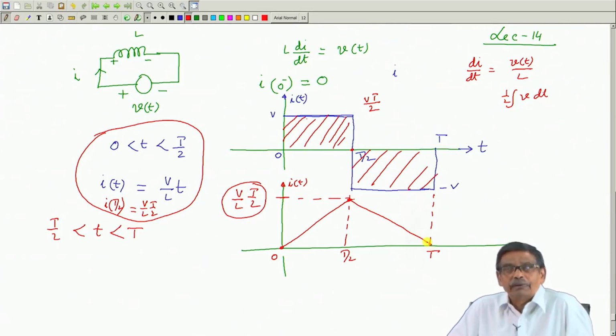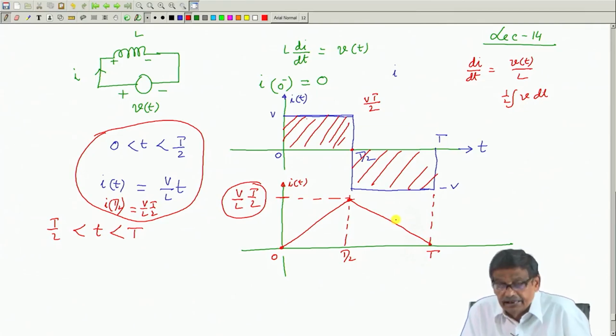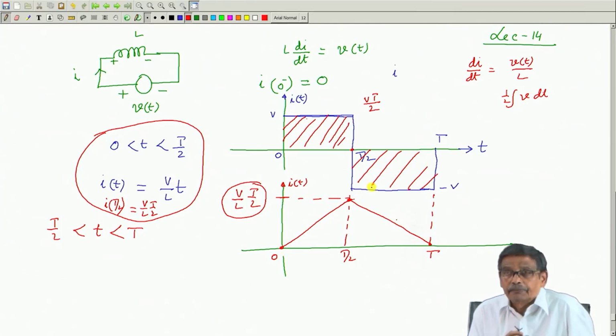So, if you apply a positive volt second across an inductor, current will go on rising, and if you apply a negative voltage, current will start decreasing. d I dt is negative here, d I dt is positive.